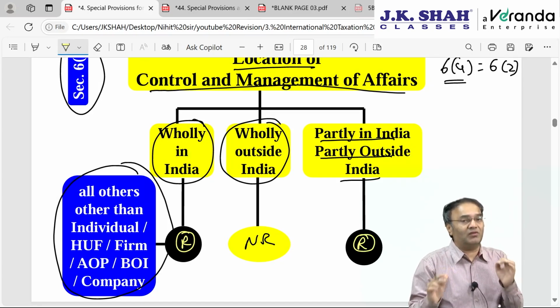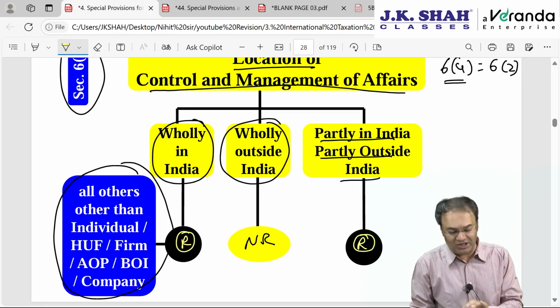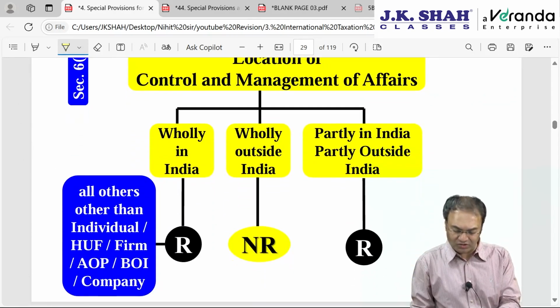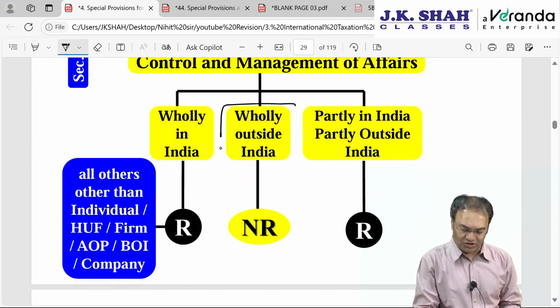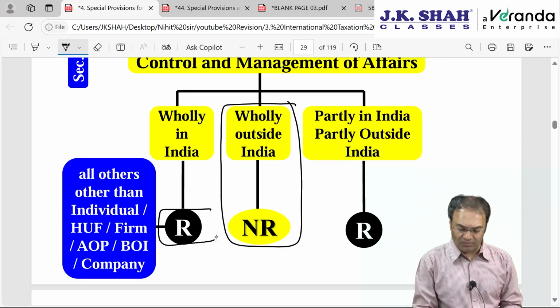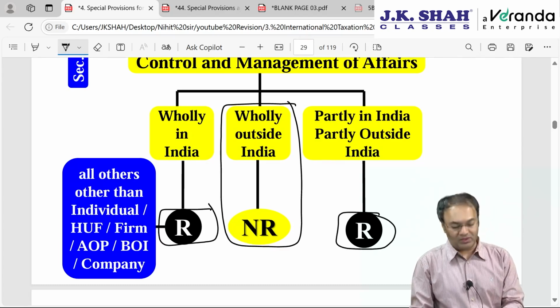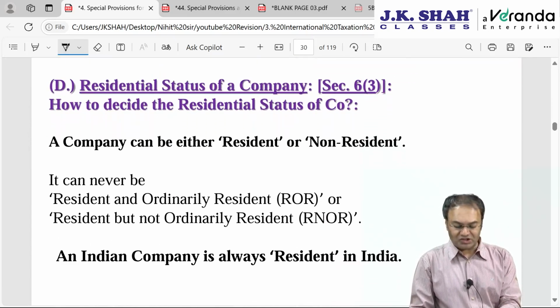Same as whatever we discussed for HUF, partnership firm, LLP. Exactly same concept applies here also. So from exam perspective, just remember only one situation, this situation. Remaining two are fill in the blanks. Okay, now residential status of company.